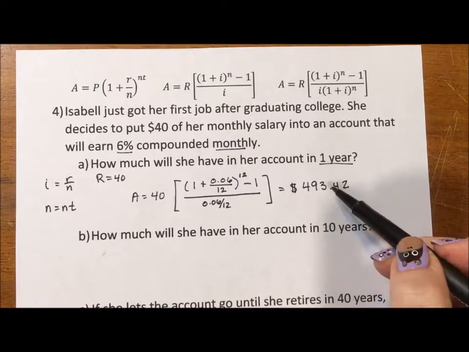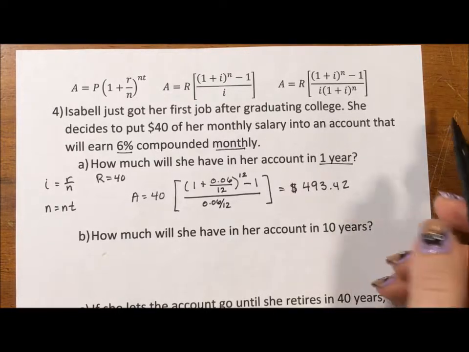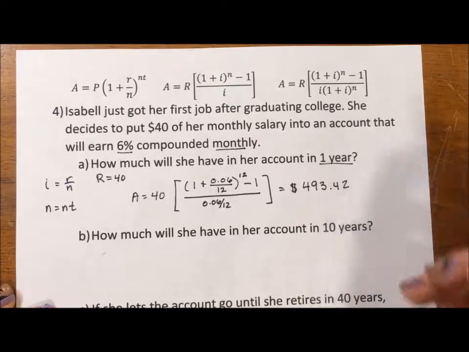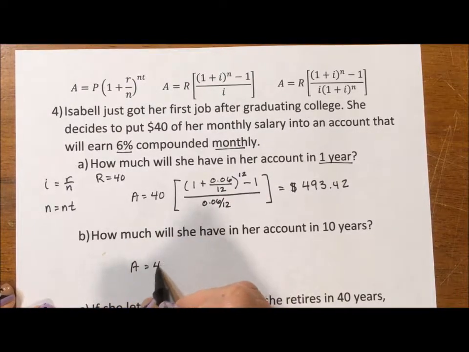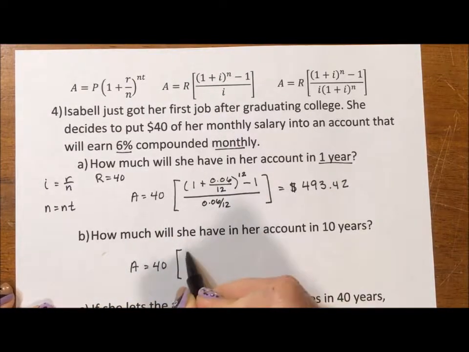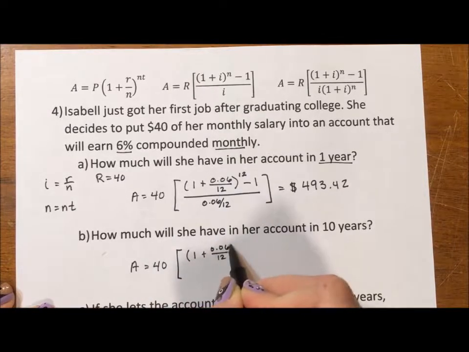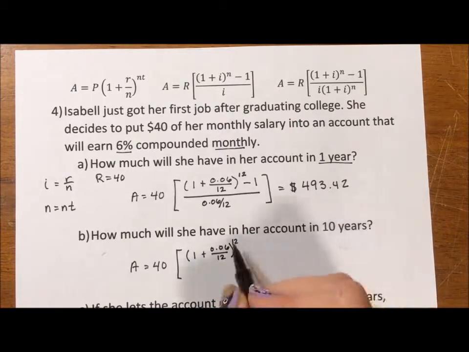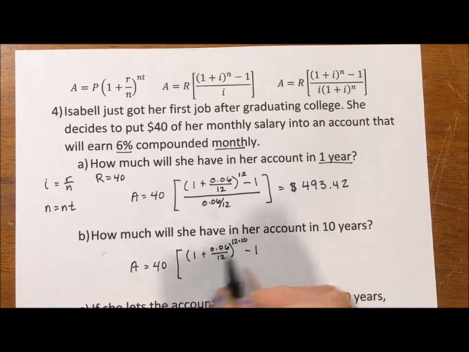Awesome. So a lot of times when we think about things, we're like, oh, 1 year to 10 years. After 10 years, she should have just under $5,000, right? Well, let's calculate it out. So A is equal to 40. And we still have 1 plus 0.06 divided by 12. But now instead of 12 times, it's 12 times a year for 10 years.